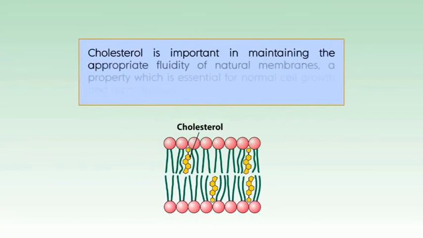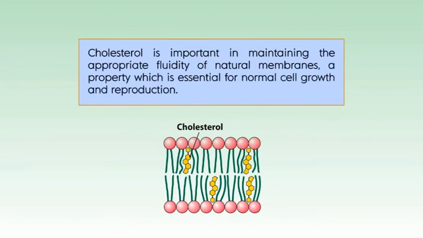Likewise, the kinks in cis-unsaturated fatty acyl chains form less stable van der Waals interactions with other lipids and hence form more fluid bilayers. Straight saturated chains, on the other hand, can pack more tightly together. Cholesterol is important in maintaining the appropriate fluidity of natural membranes, a property which is essential for normal cell growth and reproduction.